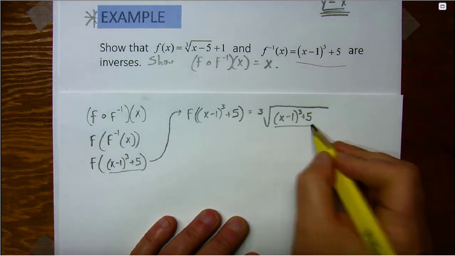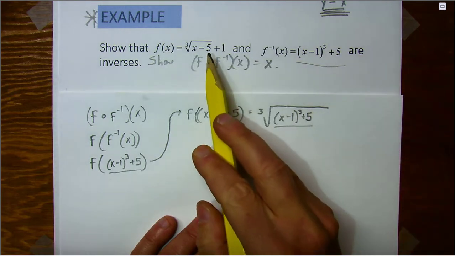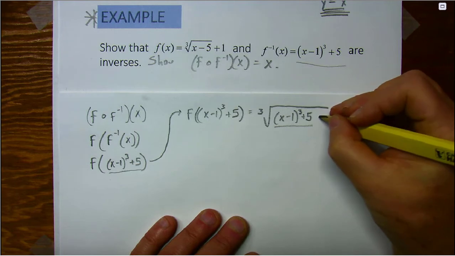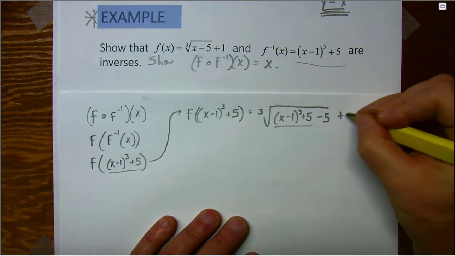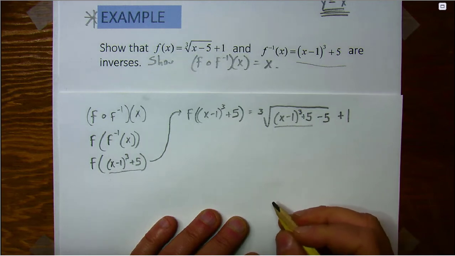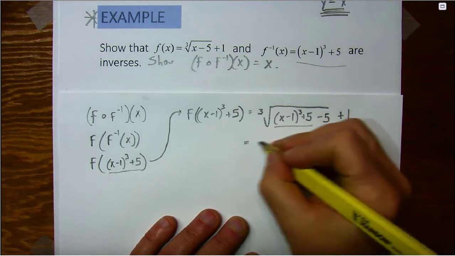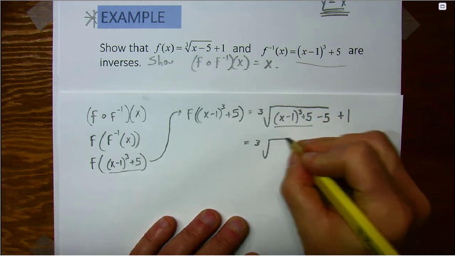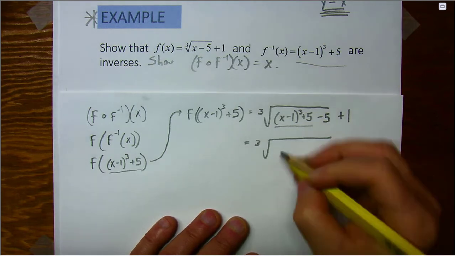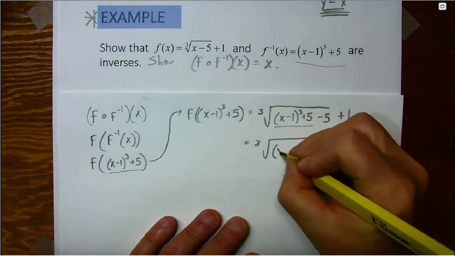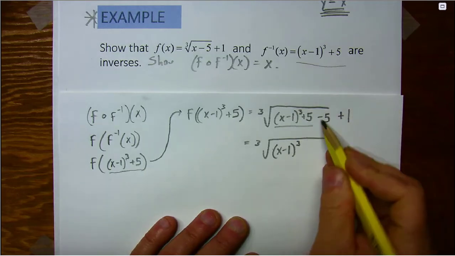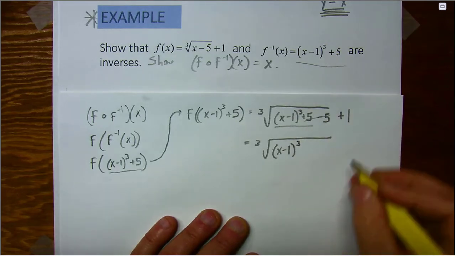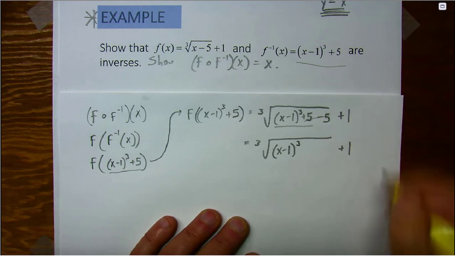There's our input. Now our function says we should subtract 5 from that and then add 1 to the end. Now let's clean that up. That's the cube root of x minus 1 cubed plus 5 minus 5. Those cancel off. They disappear. But we're still going to have that 1 on the end.